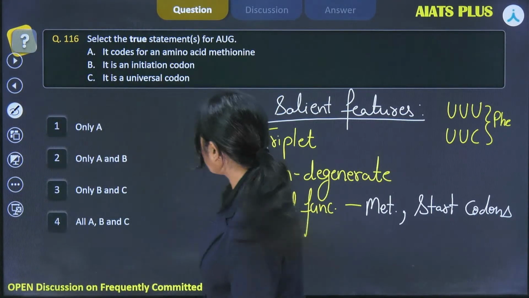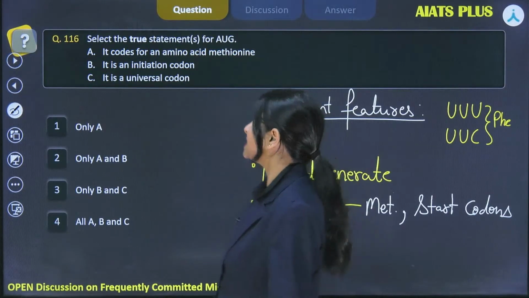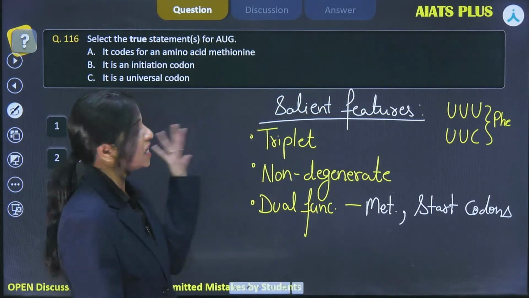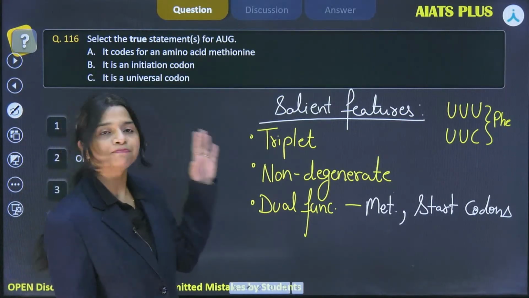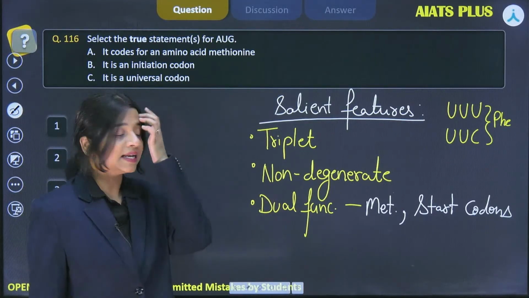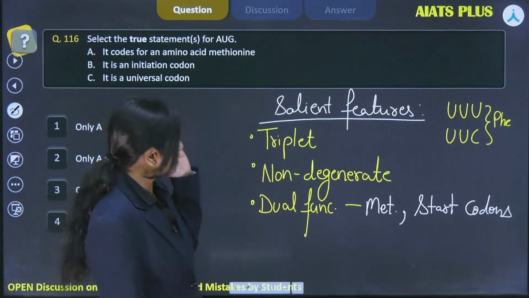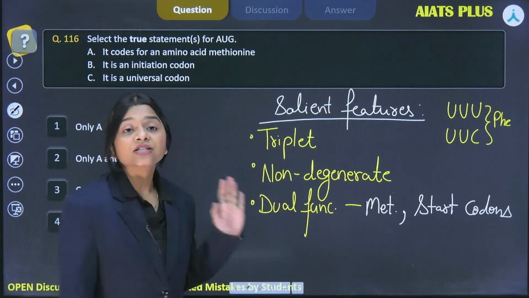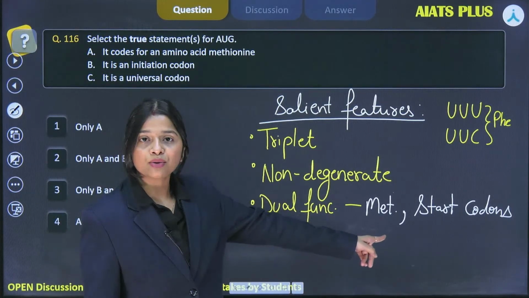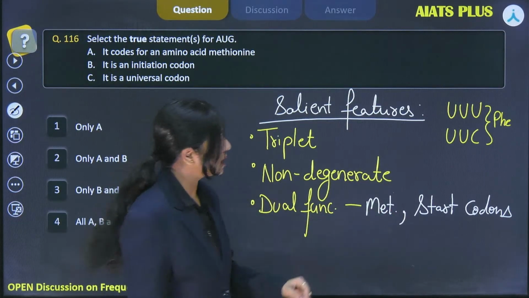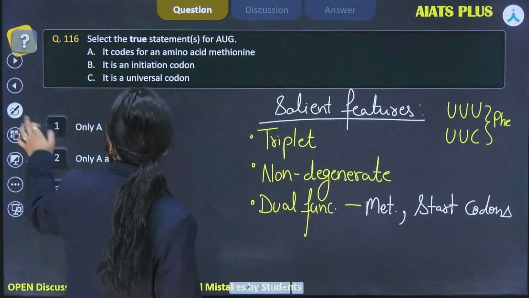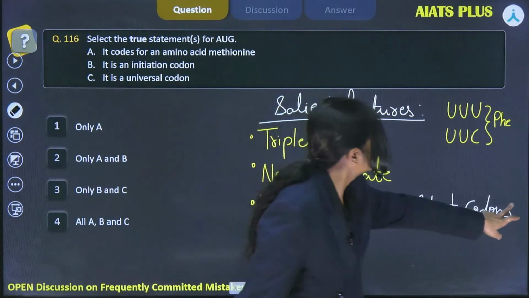Answer is option 4. Let me see what is option 4: A, B and C. That is, all are true for the AUG. Okay, that is true. I will go through them. But first understand this. What are the other salient features? It is a triplet, it is non-degenerate, it has dual function, that is, it can code for methionine as well as act as the start codon. Okay, not the codons, it is the start codon.